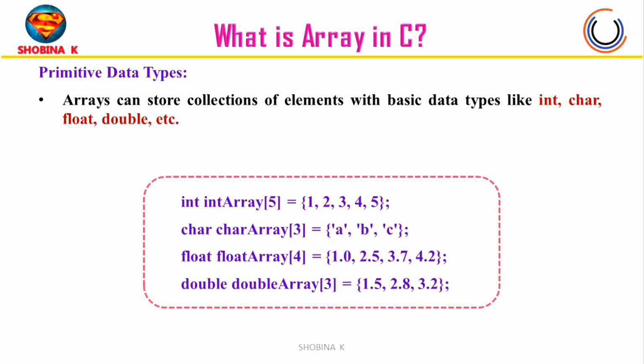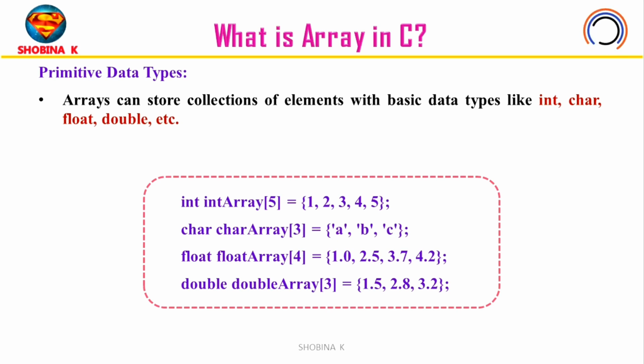And next, char charArray[3] declares the character array named charArray with size of 3. The characters A, B, and C are the specific values being assigned to the char array, and these values are enclosed within curly brackets. Similarly, float floatArray[4] declares the floating point array named floatArray with a size of 4. The array is initialized with the floating point values 1.0, 2.5, 3.7, and 4.2, which is enclosed in the curly brackets.